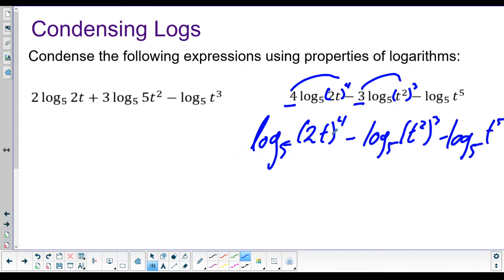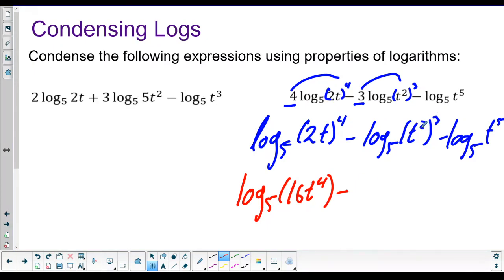All right, now we need to simplify these exponents. So this is 2t times itself 4 times. So 2 times 2 times 2 times 2. 2 times 2 is 4, times 2 is 8, times 2 again is 16. So this will be log base 5 of 16. And then t to the 4th power is just t to the 4th power.